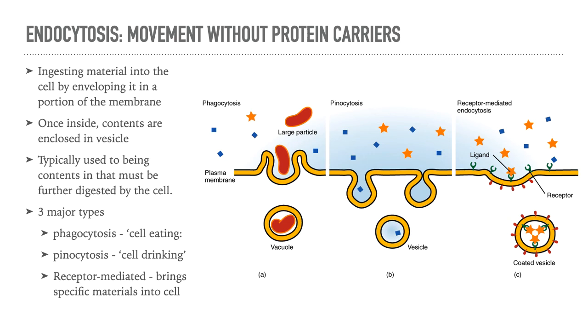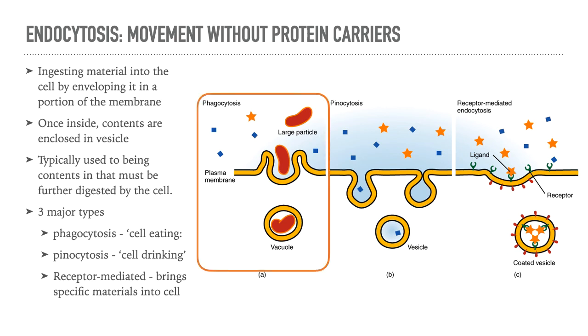When we talk about endocytosis, this is basically the process of bringing materials into the cell that ultimately the cell is going to digest further in some way. When the cell uses endocytosis, the things that are brought into the cell are going to be enclosed in a vesicle, and that vesicle is going to be composed of cell membrane. There's typically 3 major types of endocytosis, so I'm going to walk you through a couple of those. This first one here is called phagocytosis.